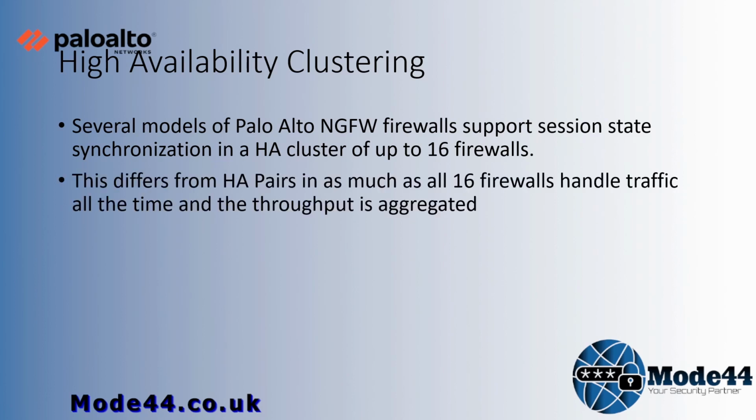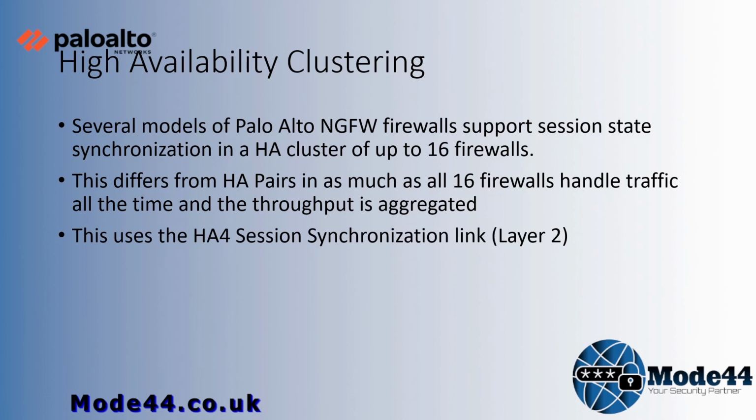The reason for this is that in a cluster you have several firewalls, up to 16, that are designed specifically to all work together and all be seen as one firewall. Whereas within HA, you've got an active firewall and a passive firewall. So all the traffic goes to one firewall, and should that fail, there's a second firewall there to pick it up.